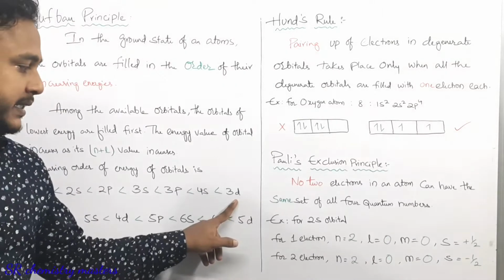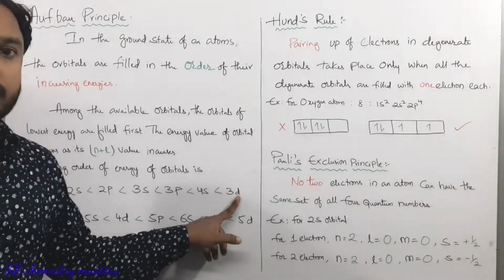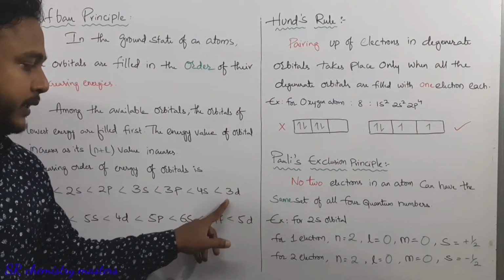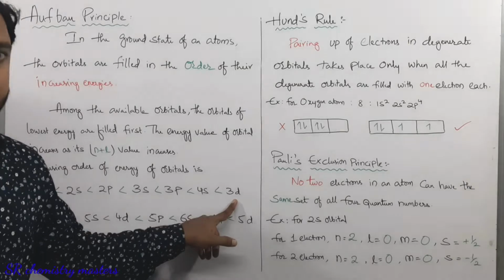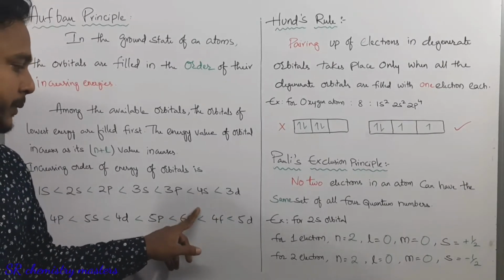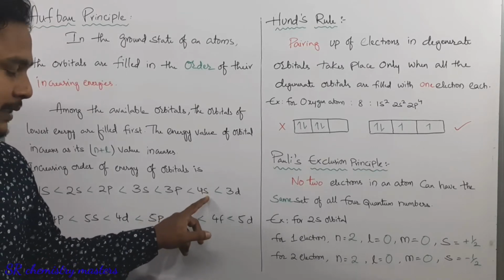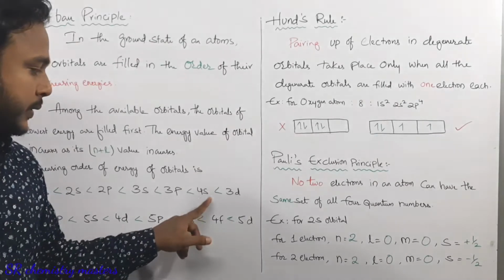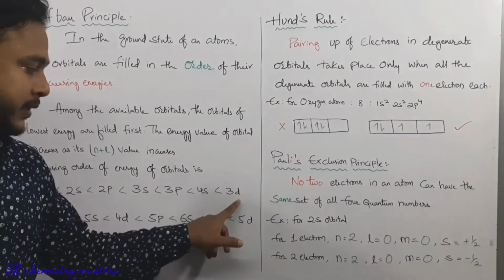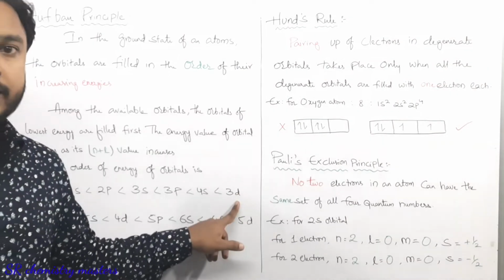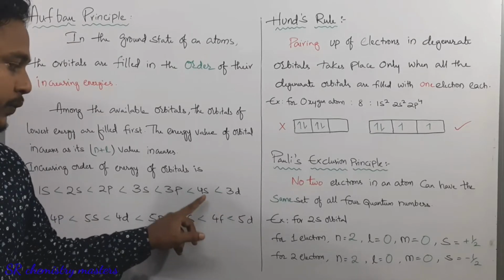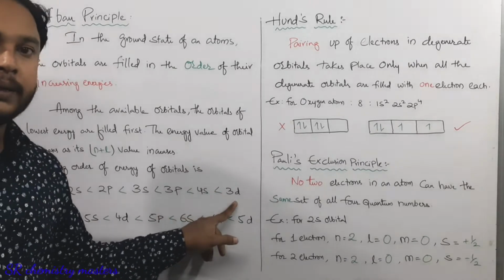The reason behind this is that d has l value 2, and if you calculate the n plus l value for 3d, it is 5. But for 4s, 4 is the principal quantum number n, and s has the l value 0. So if you calculate the n plus l value for 4s, it is 4. For 3d, it is 5. So as 3d has higher energy when compared to 4s, the electron will enter into 4s first, then they enter into the 3d orbital.